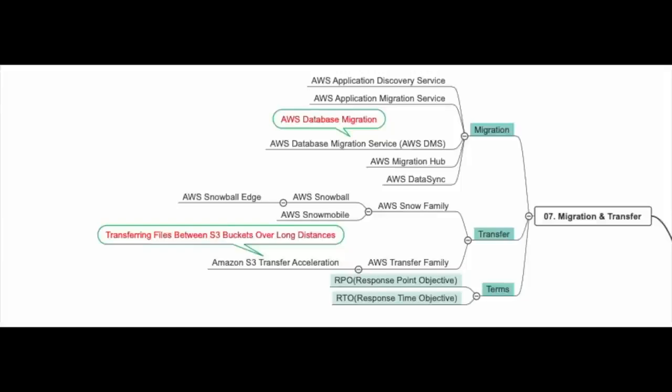The seventh service topic is migration and transfer. This topic covers services that can help you migrate to AWS or transfer data to prepare for failures. There are terms you should know in this service topic. RPO refers to Recovery Point Objective, and RTO means Recovery Time Objective. These are terms that you should try to understand while understanding AWS services.